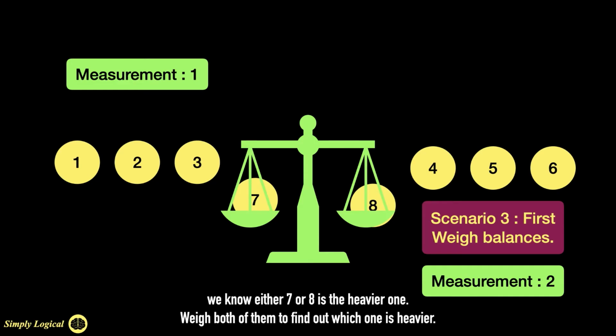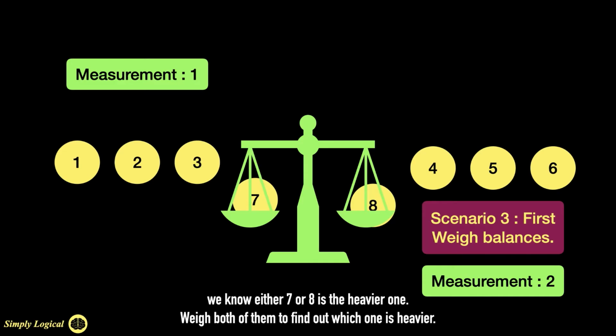Let me summarize. The first step is determining which set of three balls contains the heavier one. So choose balls 1, 2, 3 and balls 4, 5, 6 and weigh them. If one set is heavier, save those three balls. Pick two balls and place them for measurement. By doing this, we will know which one is heavier. If they balance out, then the other is the heavier one.